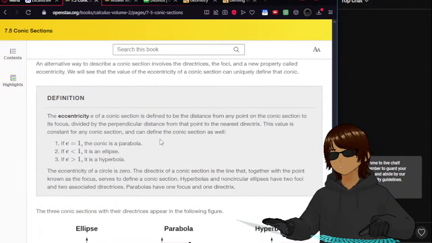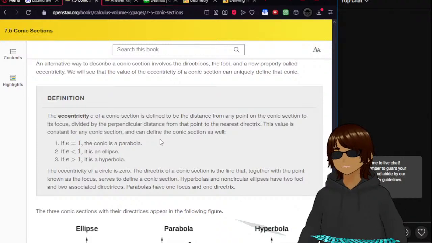The eccentricity e of a conic section is defined as the distance from any point on the conic section to its focus, divided by the perpendicular distance from that point to the nearest directrix. This value is constant for any conic section and can define the conic section as well. If e is equal to 1, the conic is a parabola. If e is less than 1, it is an ellipse. If e is more than 1, it is a hyperbola. The eccentricity of a circle is 0.